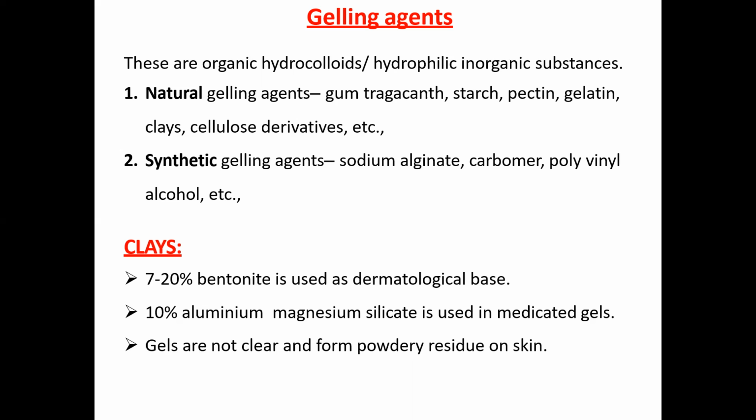So the first gelling agent is clay. Seven to 20% of bentonite is used as a dermatological base. And 10% of aluminum magnesium silicate is used in medicated gels.